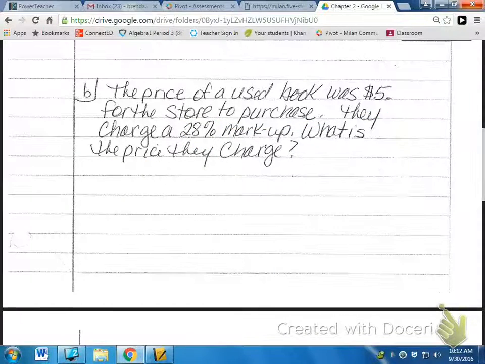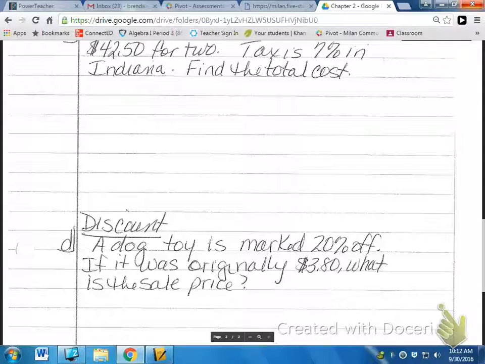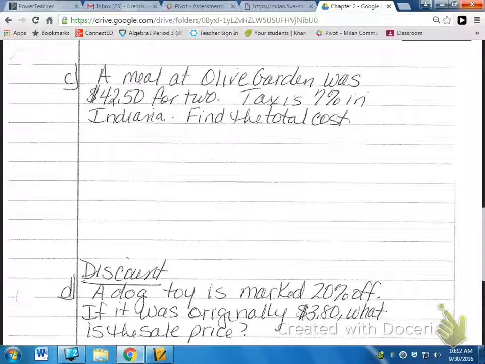Okay, let's look at example C. A meal at the Olive Garden was $42.50 for two. Tax is 7% in Indiana. Find the total cost. Once again, I'm going to do two methods for you. Method 1 would be what you would do probably if you had to do it on your own. How you probably were first taught about tax.